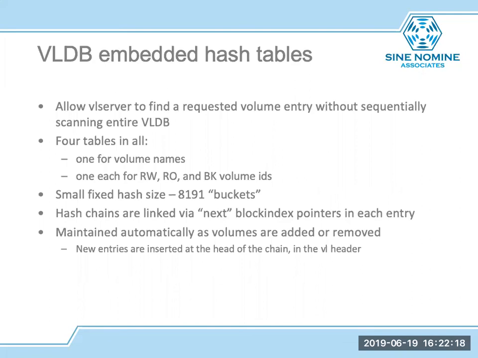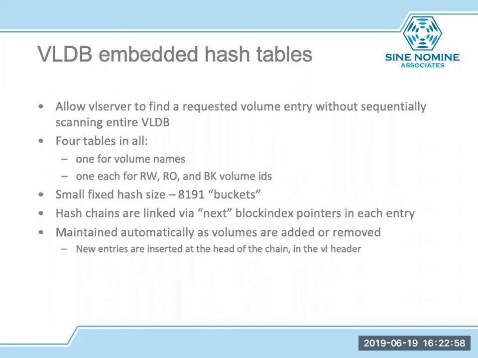It's a signed 32-bit integer. So we can go a maximum 2 GB offset into the VLDB for any particular entry. And so we only need 32 bits to store that. So the hash table is really an array of 32-bit integers. And for each of the hash tables, it contains 8,191 buckets. When I draw the picture of this, it might be a little bit more clear for those of you who need to see things visually.